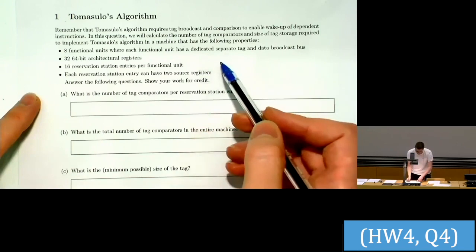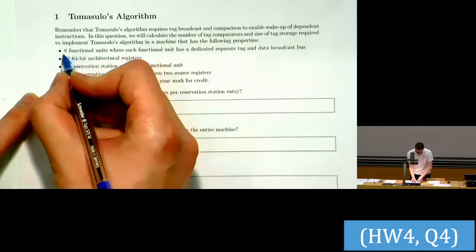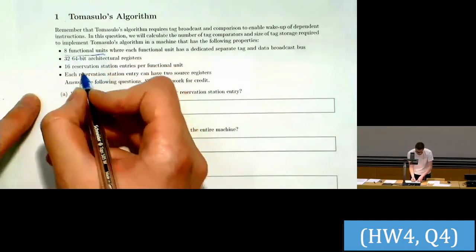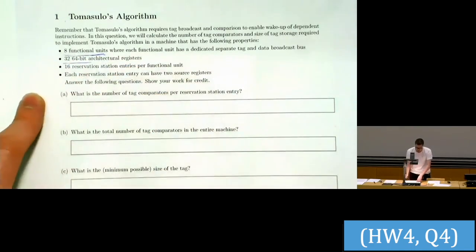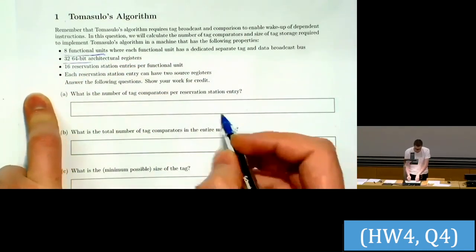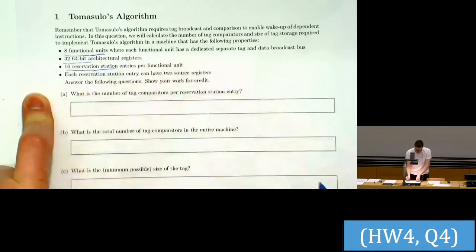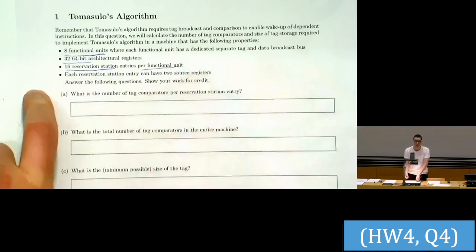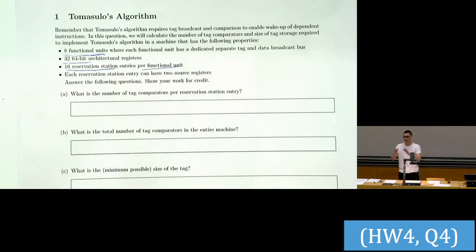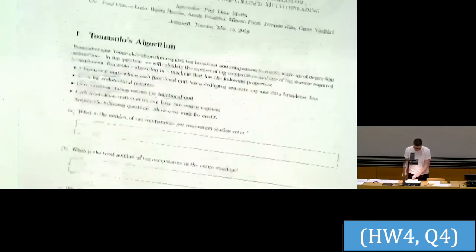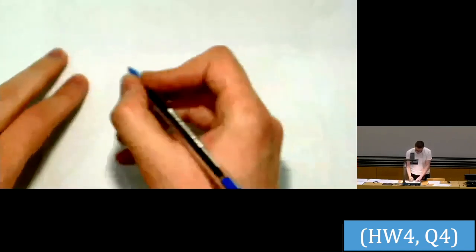So it basically defines those properties where you have 8 functional units and 32 registers, and each register is 64 bits wide. And now you have 16 reservation station entries per functional unit. So basically you have a reservation station for each functional unit, and you have 8 of those, right? And each reservation station will have 16 entries. So it will look something like this, right?